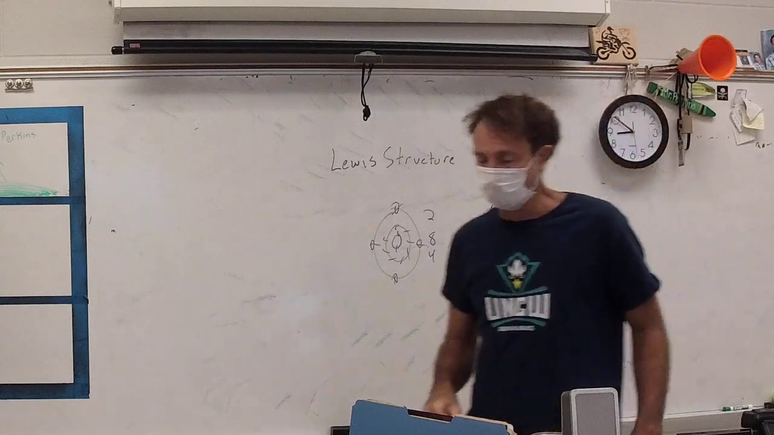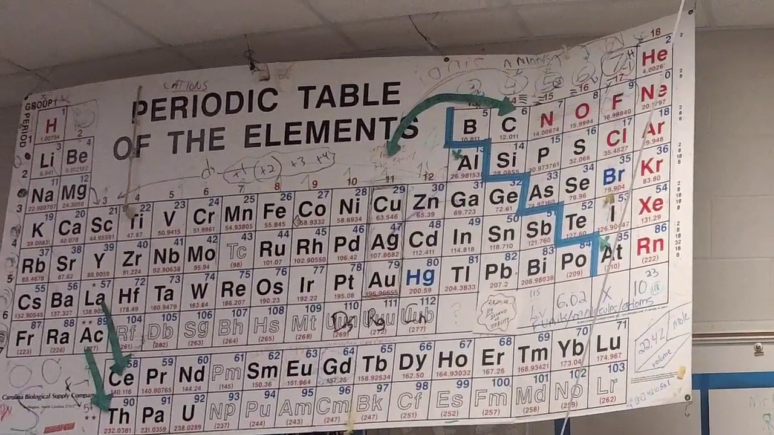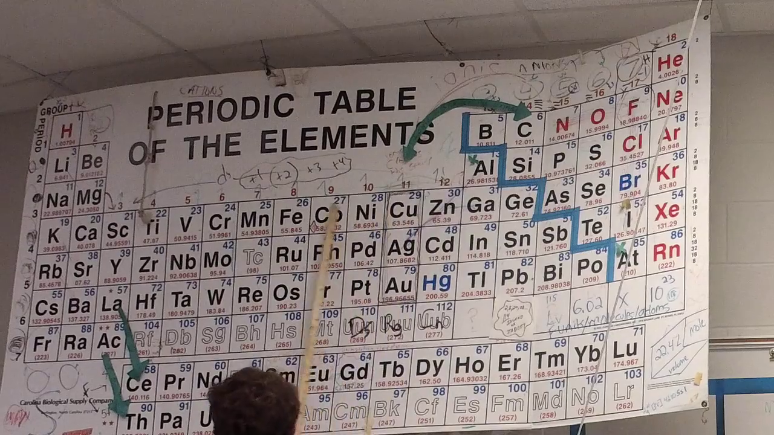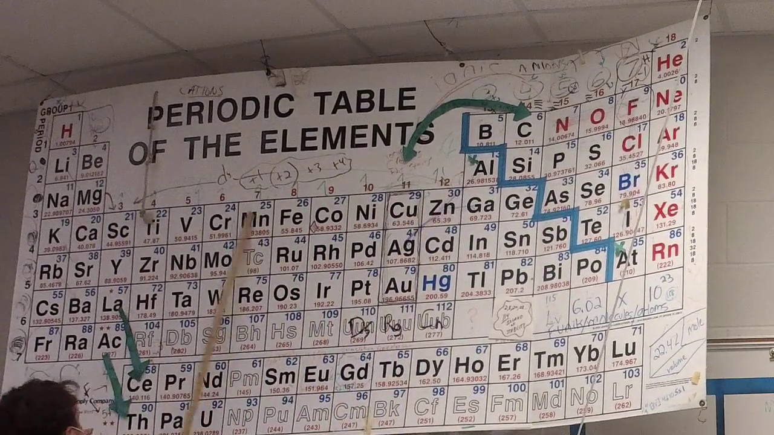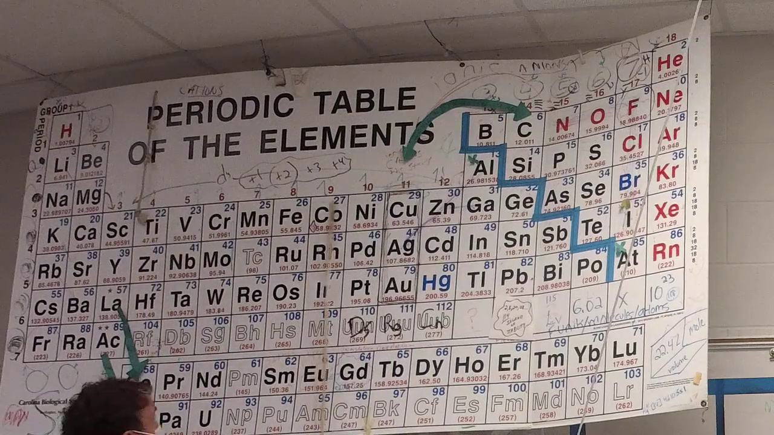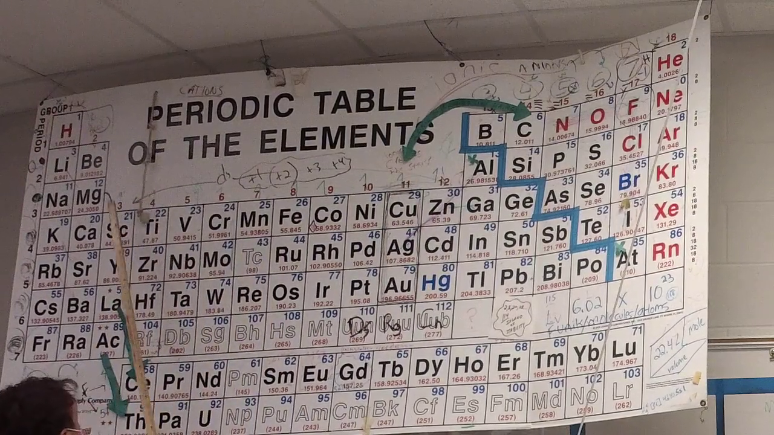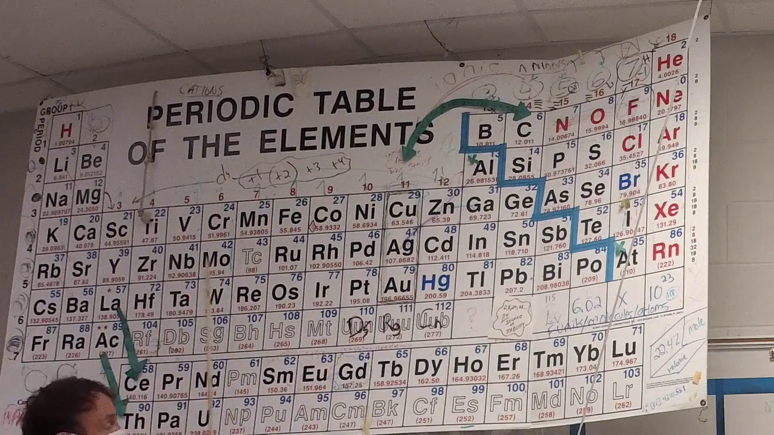The last thing I want to mention about Lewis structures is I will not have you draw Lewis structures for these guys in the middle. In college, you'll have to learn to do this, but not in high school chemistry. So these guys you will not need Lewis structures for, all right? Because we don't know how many valence electrons they have yet. We haven't even gotten to there.